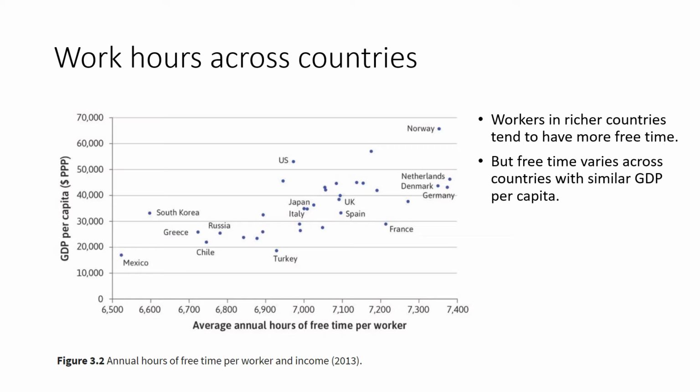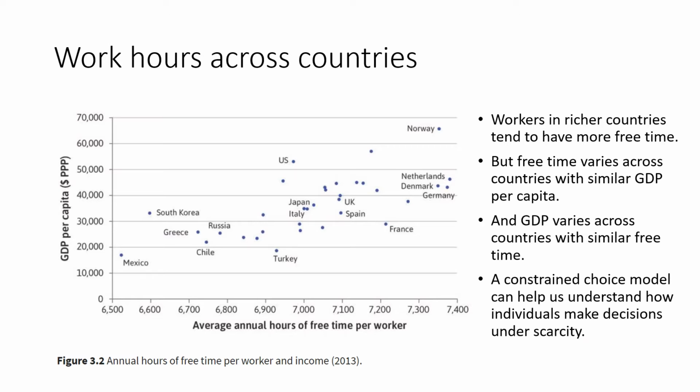If we compare a country like the United States to a country like Japan or Italy, or if we compare two countries like South Korea and Spain, we will see that work hours vary even though these countries have similar GDP. And GDP varies across countries with similar free time. Take a look at a country like Turkey and the United States. A constrained choice model can help us to understand how individuals make decisions under scarcity.